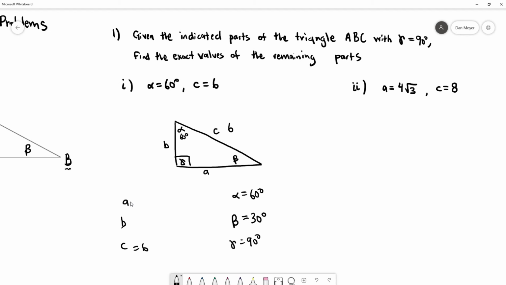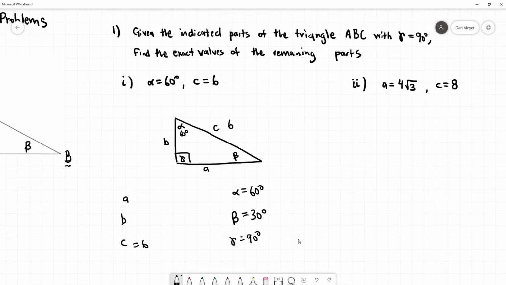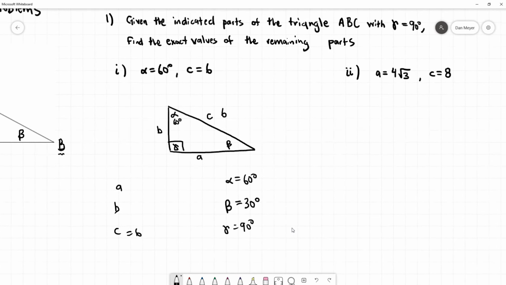And then all that remains is figuring out what alpha and beta are. Now, if any of you out there are tempted to try to eventually use the Pythagorean theorem, well, first off, we need at least two sides, so we can't do that yet. And second off, it turns out that it's not even that useful, even when we know two sides.